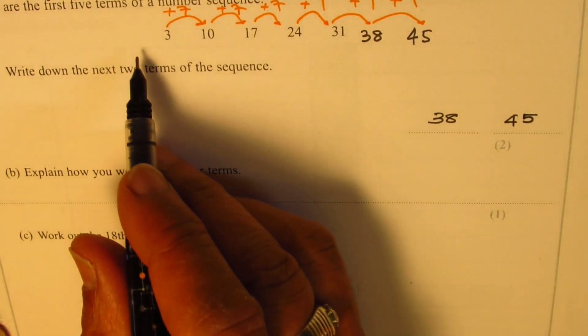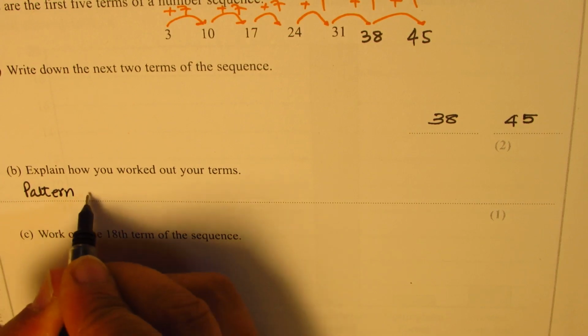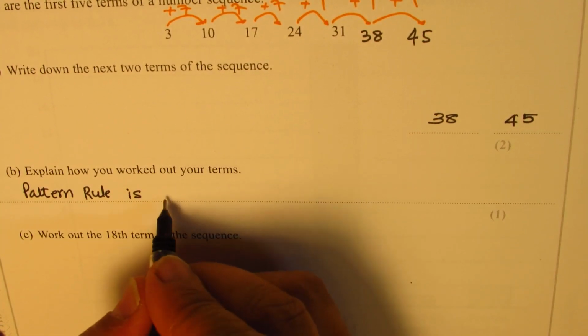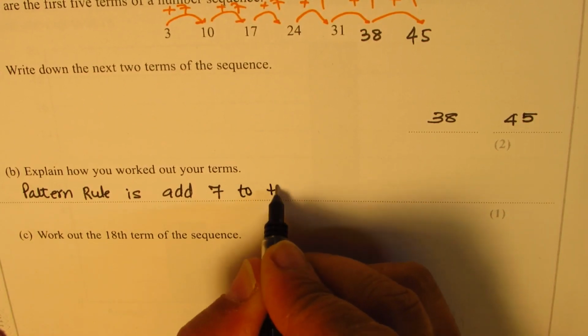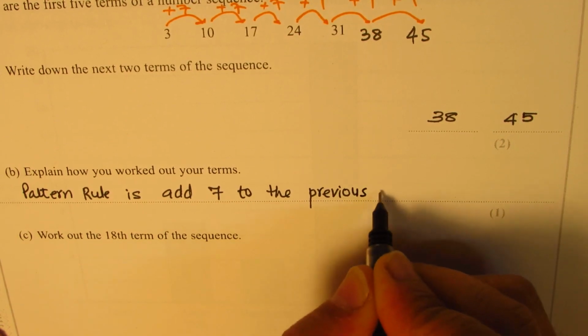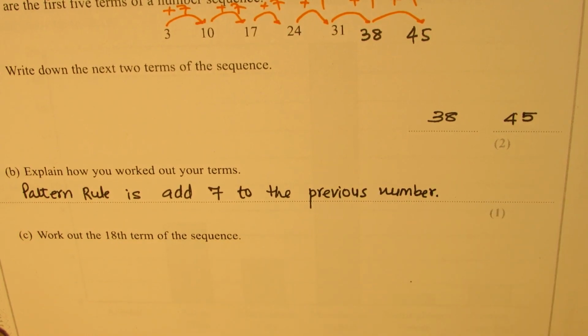So the pattern rule is: add 7 to the previous number. Is that clear? So that is your pattern rule. We also mention this as an iterative rule, right? So by iteration, you keep on repeating the same process, keep on adding 7.